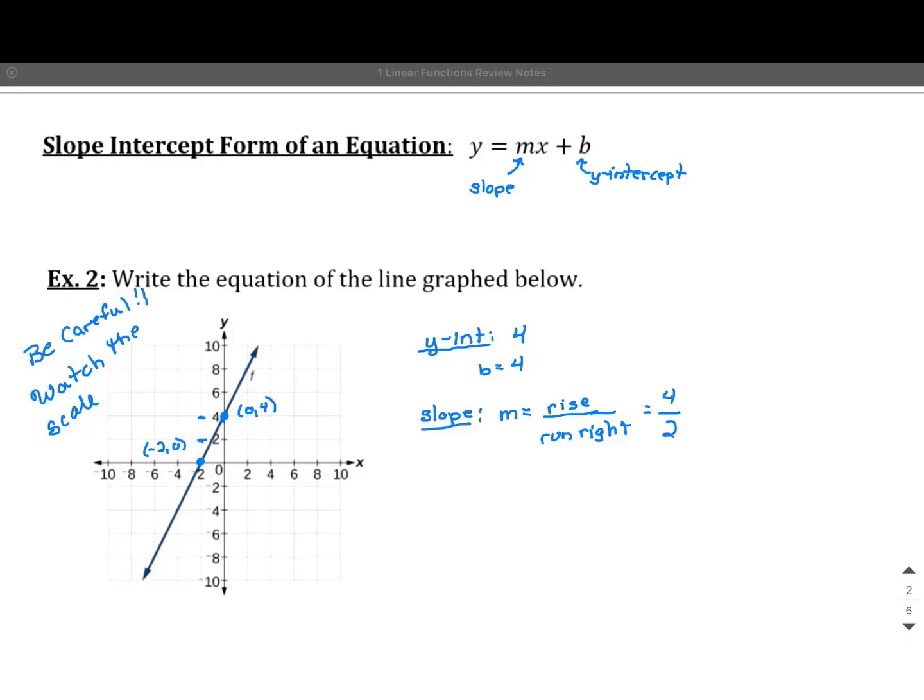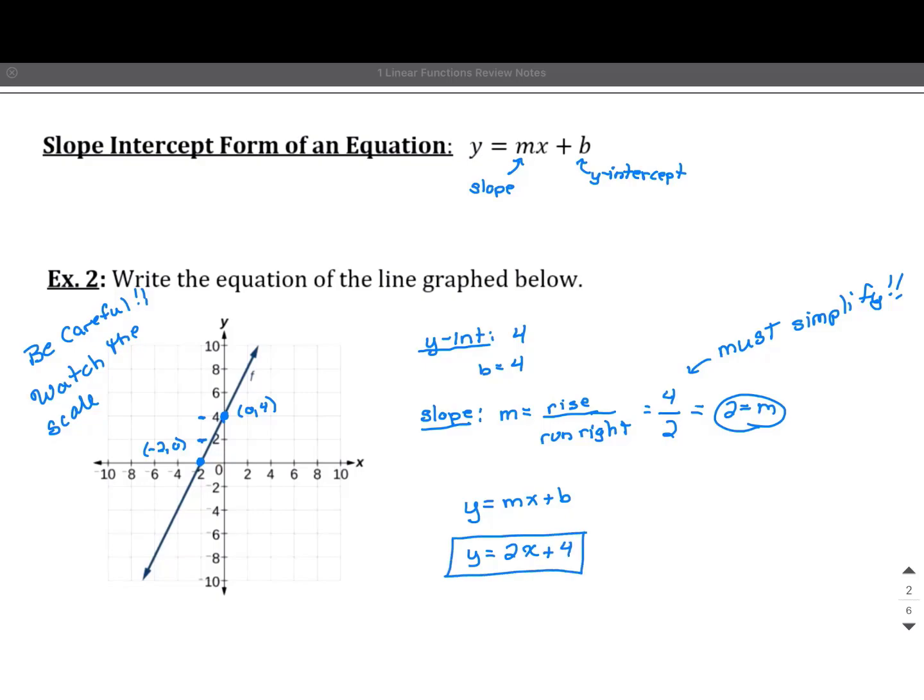Now this is important also. You must simplify your slope. You are not going to tell me that the slope is 4 over 2, because 4 divided by 2 is 2. So our slope is 2, which then means that the equation of our line, y equals mx plus b, is y equals, our slope is 2 times x plus our y-intercept is 4. And there we go.